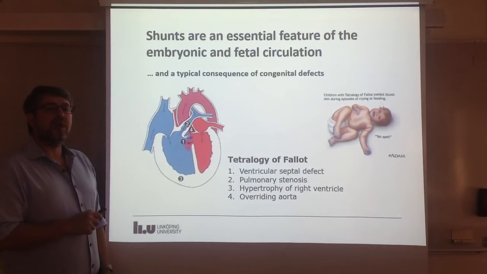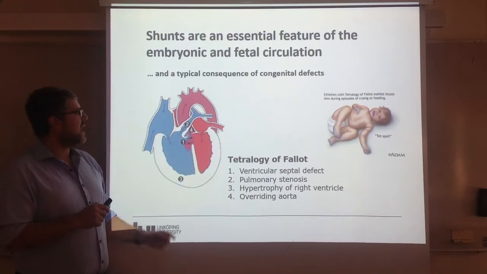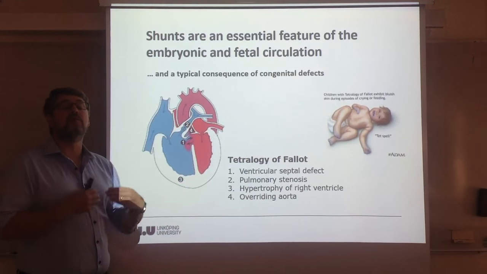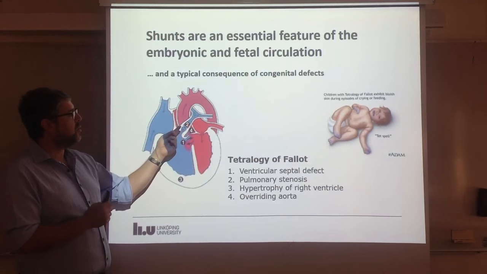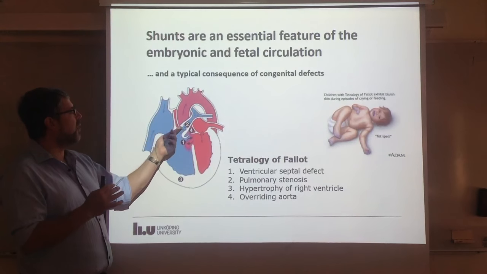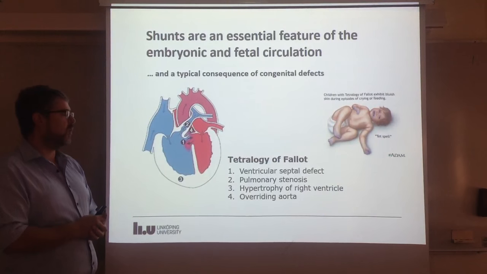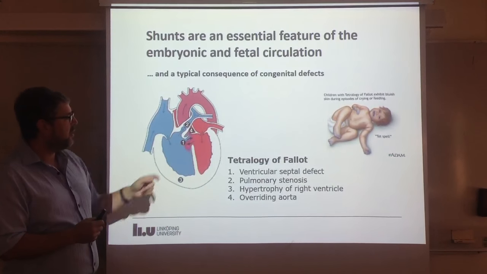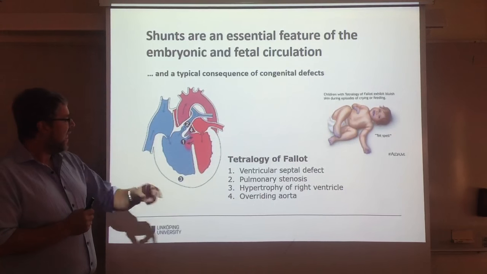Second aspect is a pulmonary stenosis. That means a narrowing of the pulmonary artery. Narrowing of the pulmonary artery will increase the resistance in the pulmonary artery and will basically decrease the amount of blood flow going into the pulmonary artery. If it can be shuffled, it can be shunted into a different direction. In this case, through the VSD, the ventricular septal defect.